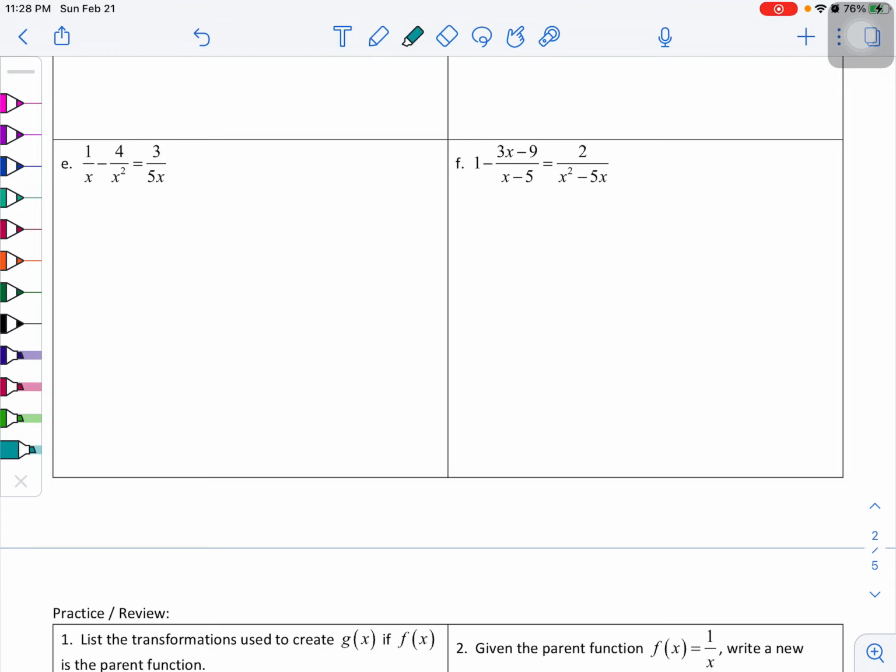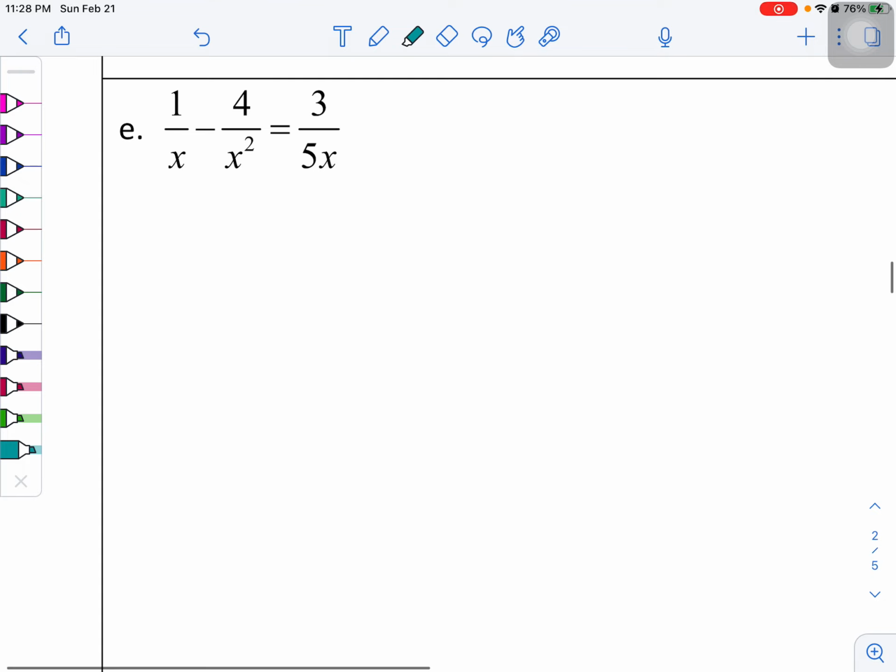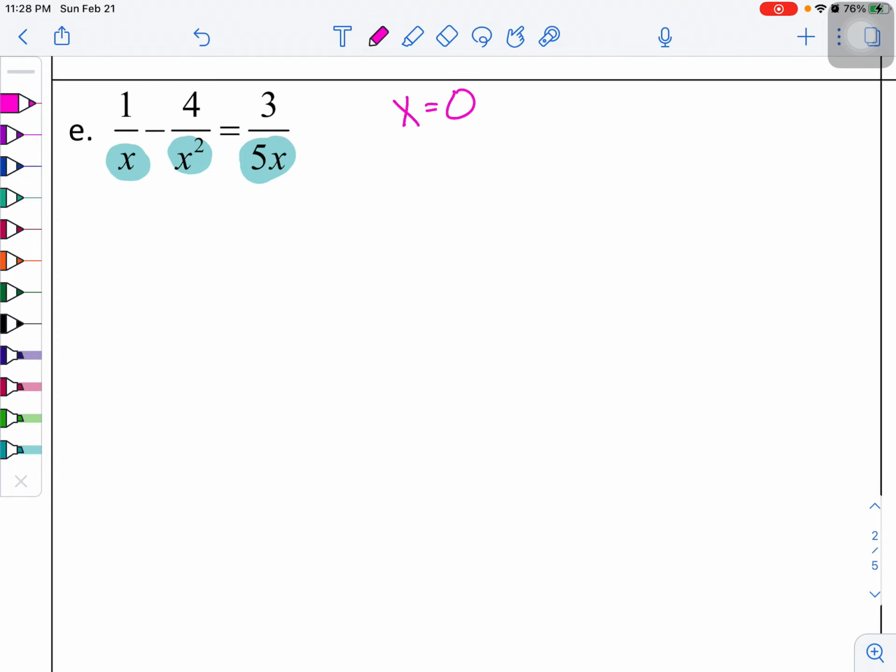All right, we're going to do a couple more problems in this video for solving rational equations. So let's pop on down to problem E, and let's take a look at these denominators. We've got x squared, and we've got 5x. So first things first, domain restrictions. Let's go ahead and set each denominator equal to 0 and see what we get here.